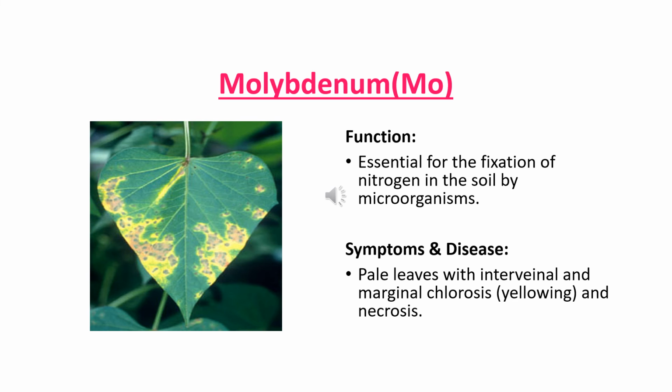So if we are lacking it, what happens? Pale leaves with interveinal and marginal chlorosis and necrosis. Both are seen here. Look here. The yellow spots are due to the lack of chlorophyll, and the brown spots are due to the death of the cells. And that is called necrotic. Both of the symptoms are seen in these leaves due to the lack of molybdenum.